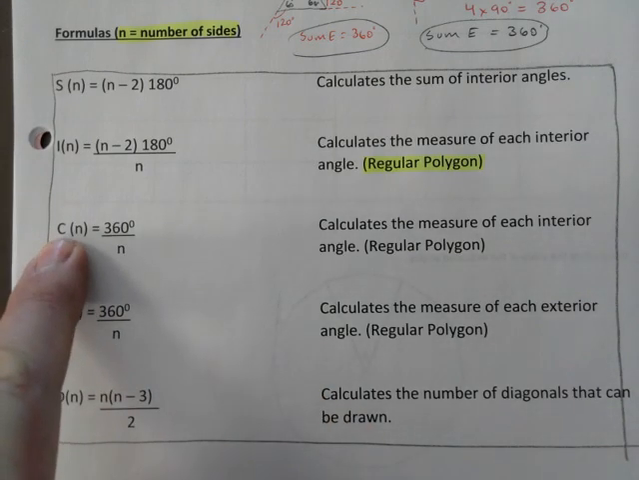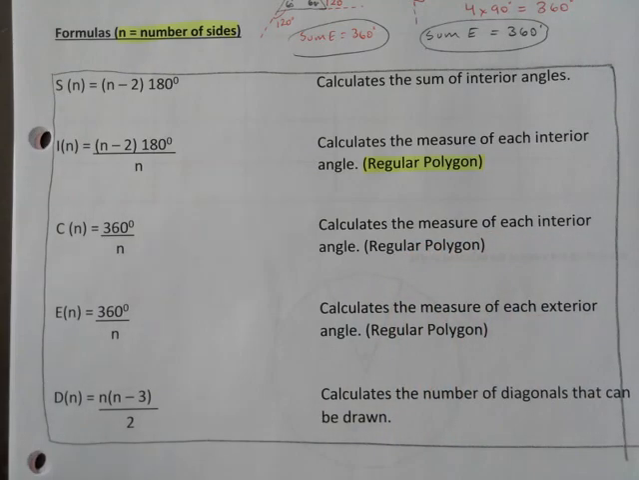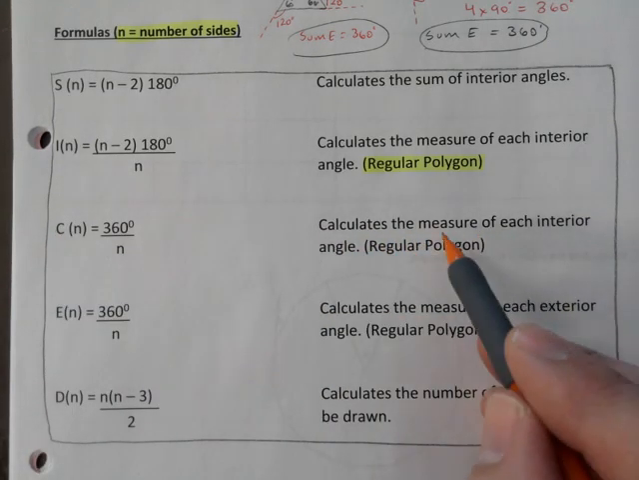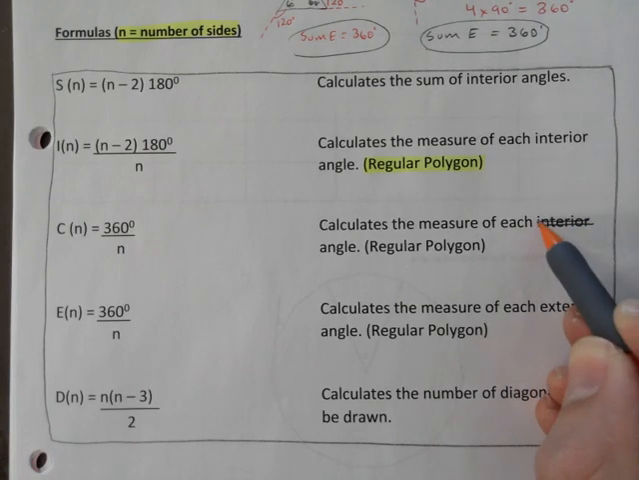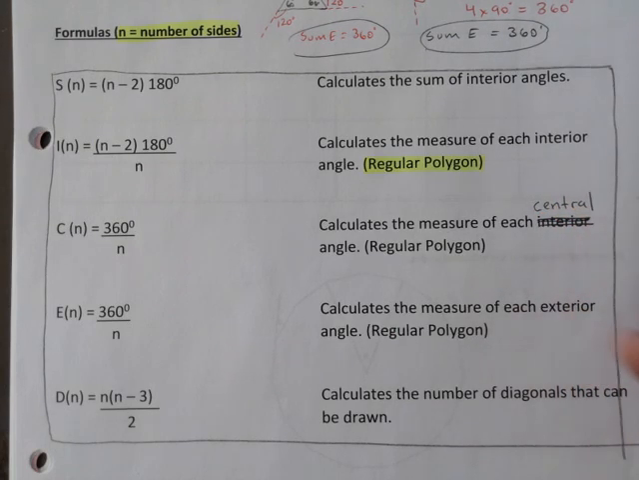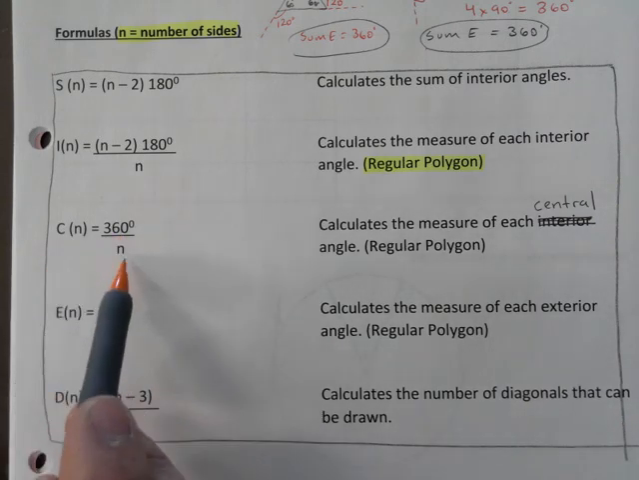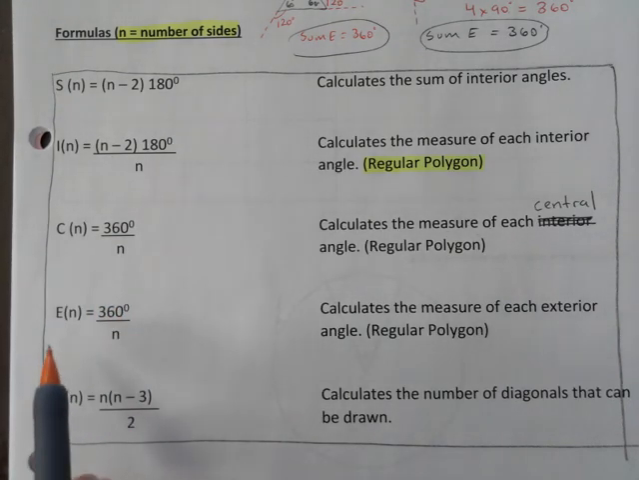Watch this. C is called the measure of each. Oh, something went wrong there. I do make mistakes. You know that, right? C is supposed to be the measure of each interior. Cancel off, scratch the interior. It's supposed to say central. Sorry, guys. Just when I thought I had it all figured out, this booklet was ready to go, I find another typo. So central angle, basically you take 360 divided by n. I'll show you where it is later on a polygon. So for now, just follow me.